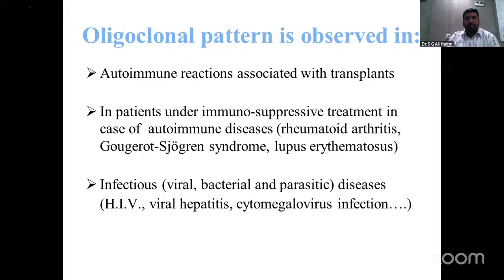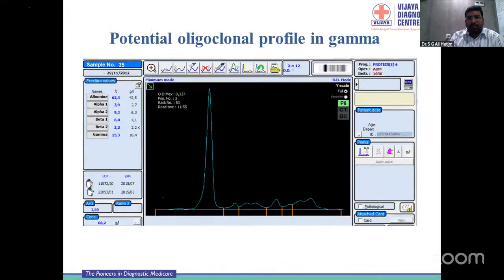So usually they are observed in autoimmune reactions associated with transplants or in some patients with diseases like rheumatoid arthritis, and in some infections also, like viral, bacterial, and parasitic. How the pattern looks in an oligoclonal profile is this one.